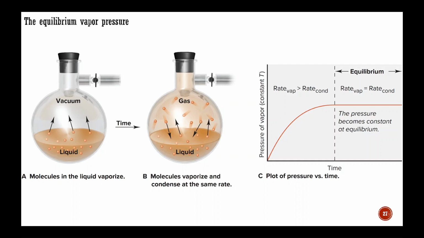This state, or any situation in which a forward process and a reverse process occur at the same rate, is called dynamic equilibrium. Although both processes continue, the number of molecules in the gas phase does not change over time, meaning equilibrium has been reached. The pressure exerted by the molecules that escape to the gas phase, once it stops increasing, is called the equilibrium vapor pressure, or simply the vapor pressure.